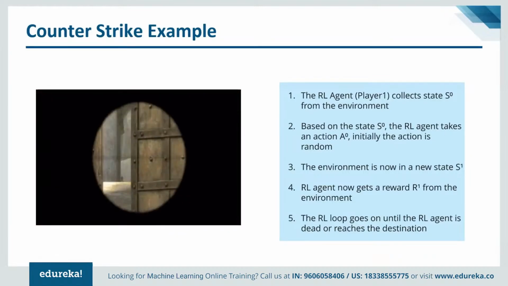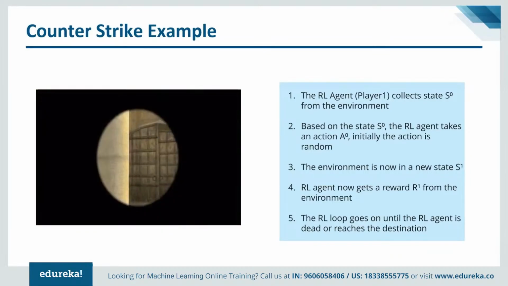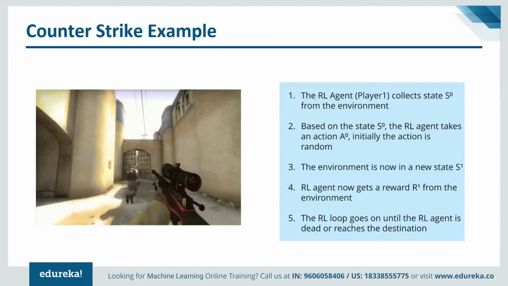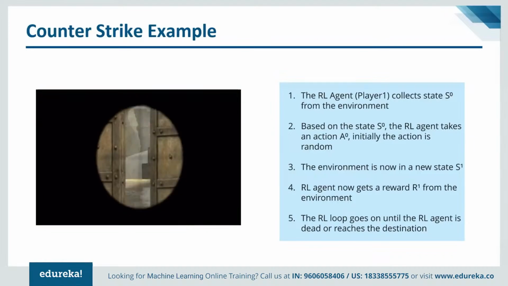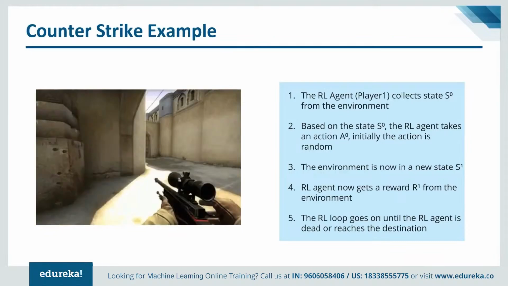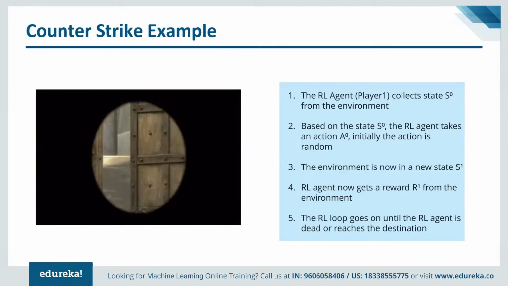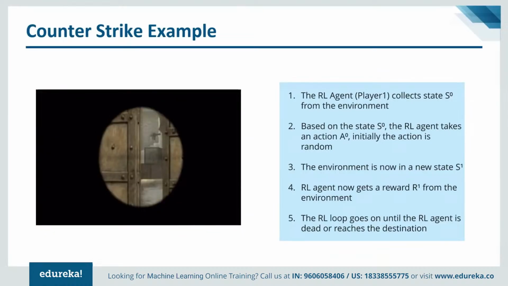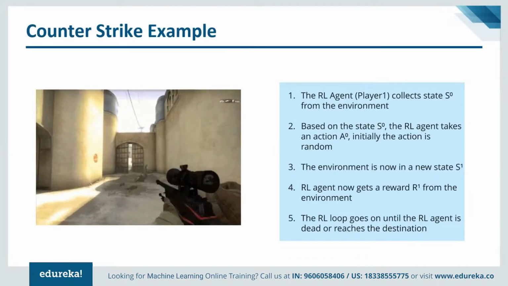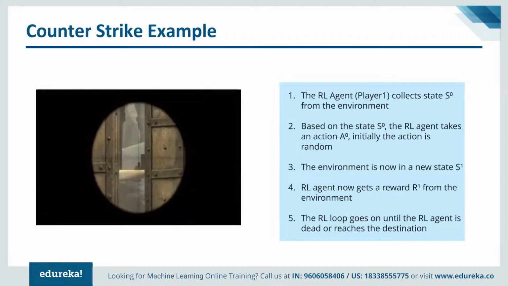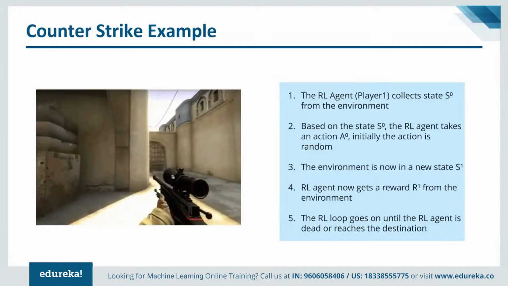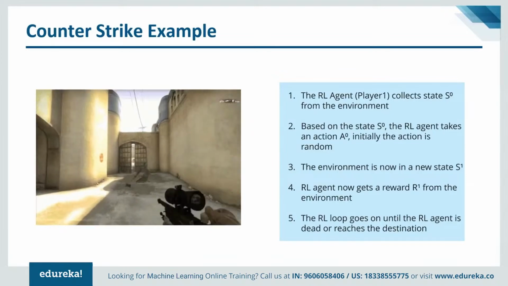Basically this loop keeps going on until the player is dead or reaches the destination, and it continuously outputs a sequence of states, actions, and rewards. So guys, this was a small example to show you how the reinforcement learning process works. You start with an initial state, and once the player clears that state, he gets a reward. After that, the environment will give another state to the player, and after it clears that state, it's going to get another reward, and this keeps happening until the player reaches his destination. Alright, so guys, I hope this is clear.